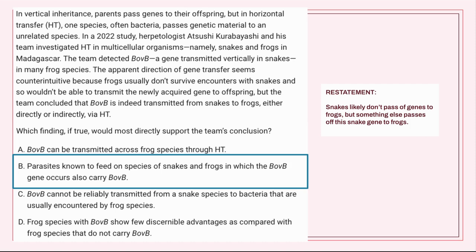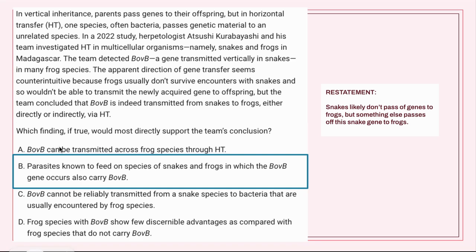Because basically the parasites feed on the snakes and they get BOFB from horizontal transfer, and then these parasites that have the BOFB go to the frogs, and when they feed on the frogs, the BOFB transfers from the parasite to the frog. So it's snake to parasite to the frog. And this is true because we know parasites feed on both of these things, so it's always in contact with these snakes and frogs. So that's how the gene transfers.